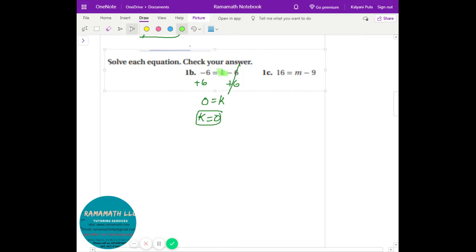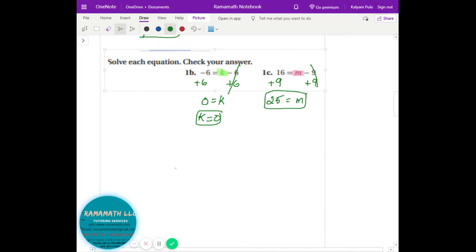Next, same way. Look at the same question. First thinking is, where is my letter? So this is the letter. That's what you need to keep isolated. And then I see next to the letter, it's -9 or minus 9. Doesn't matter what you call it. So add 9 here. If I do one side, I have to do the other side. Add 9 here. So it's going to be 25. That's the letter N.